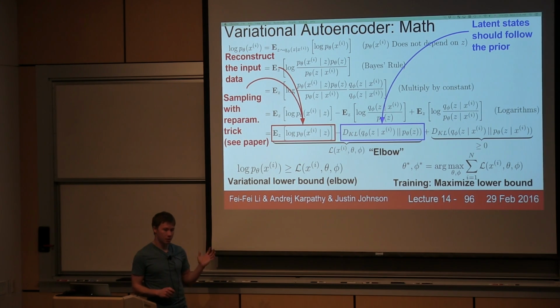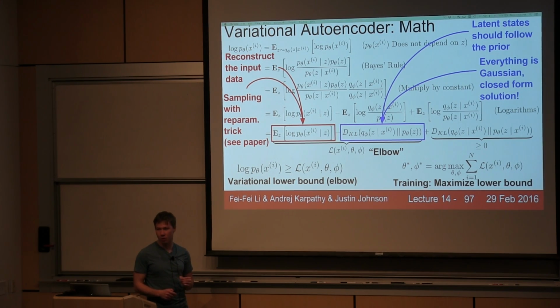So in practice, this first term you can approximate by sampling, using this trick in the paper that I won't get into. And this other term, again, because everything is Gaussian here, you can just evaluate this KL divergence explicitly.